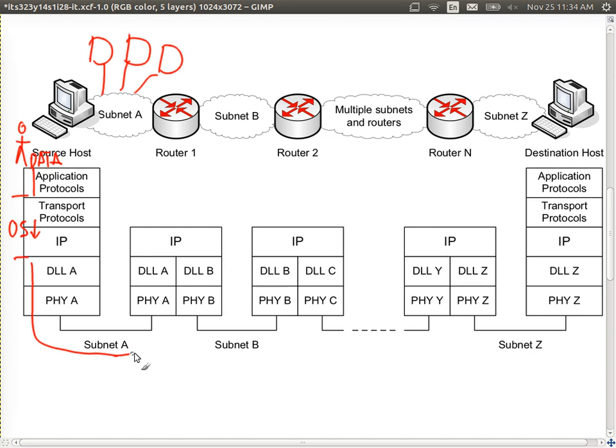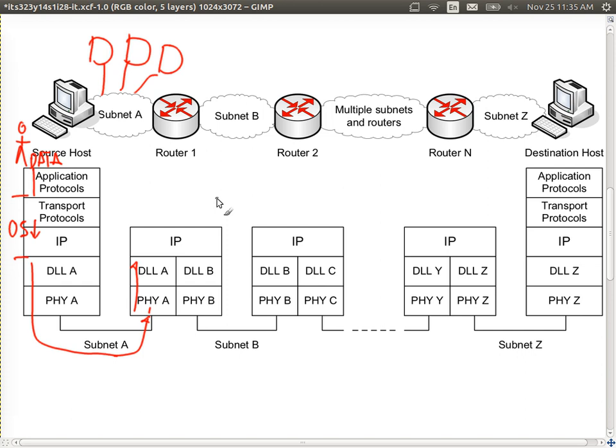As a result, it's sent across the subnet, received by router one on this interface, and that data is passed up to IP, the software on router one. Router one receives the datagram. The destination is the destination host, so the destination address will match that of the destination host. Router 1 will recognize this datagram is not destined to me. It's destined to someone else.